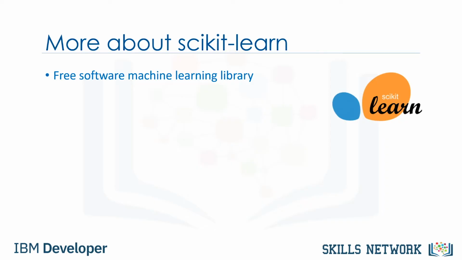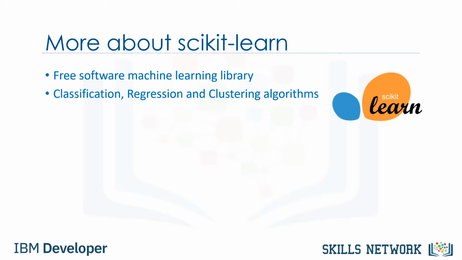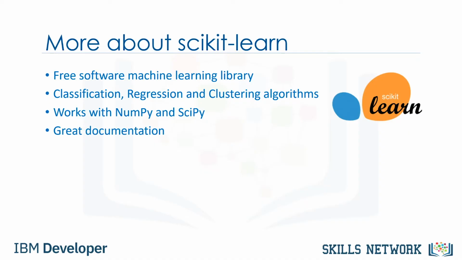Scikit-learn is a free machine learning library for the Python programming language. It has most of the classification, regression, and clustering algorithms, and it's designed to work with the Python numerical and scientific libraries, NumPy and SciPy. Also, it includes very good documentation. On top of that, implementing machine learning models with Scikit-learn is really easy with a few lines of Python code.